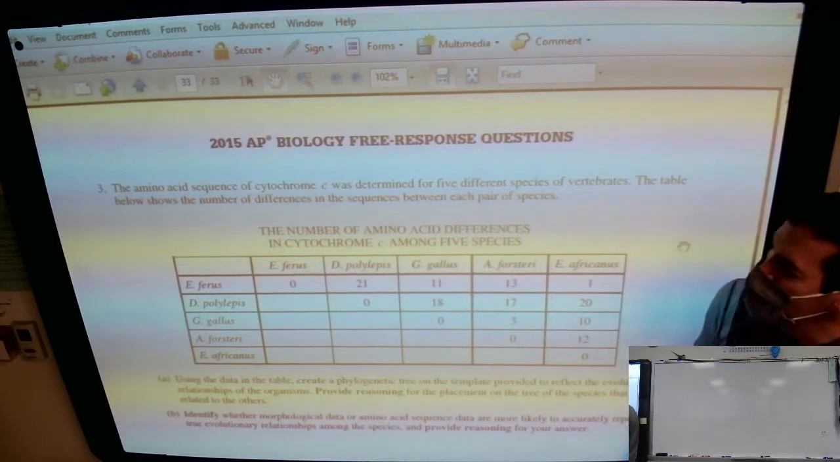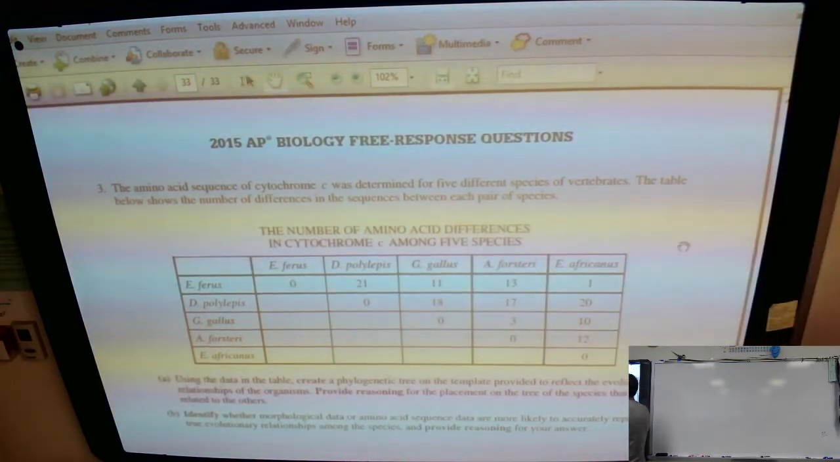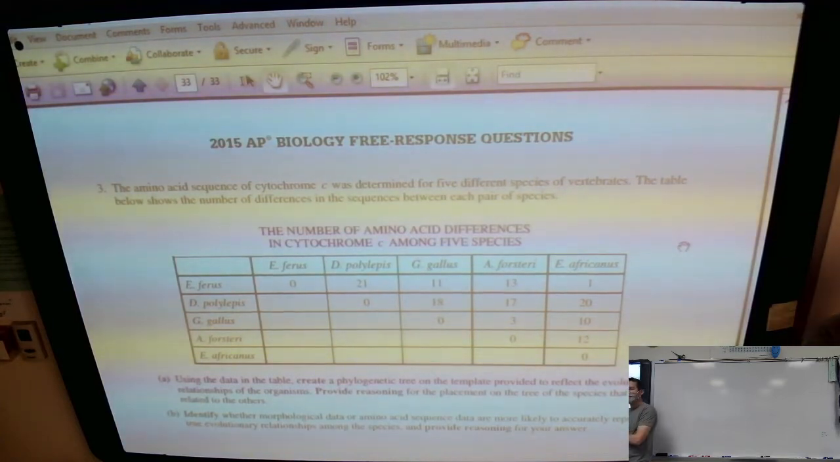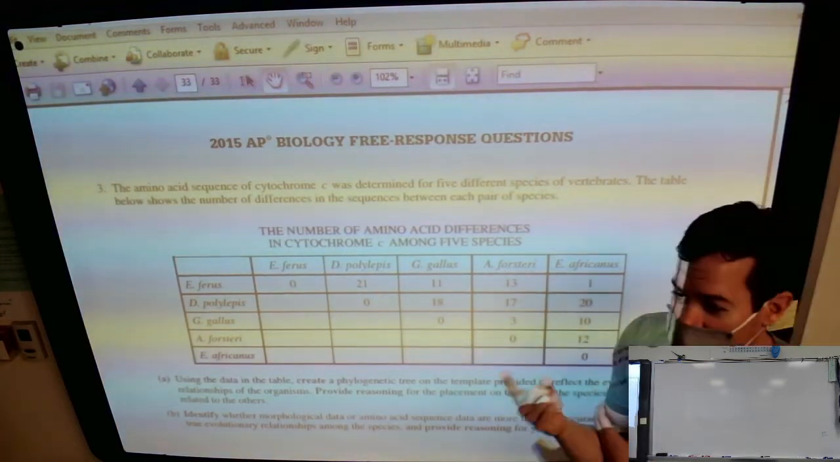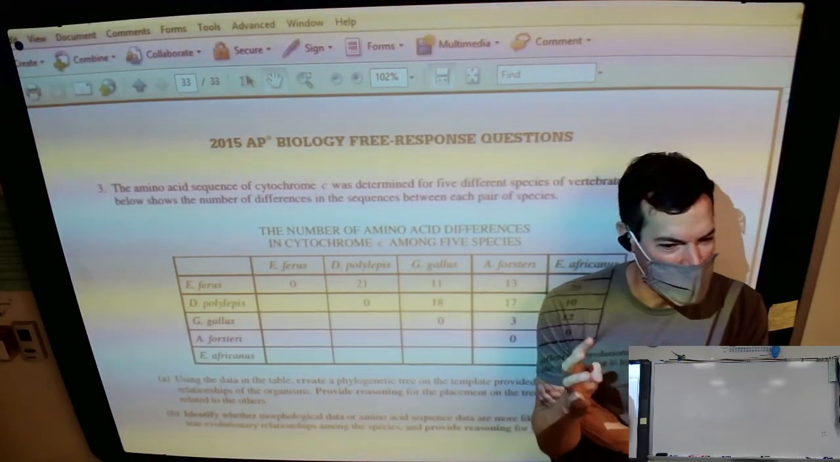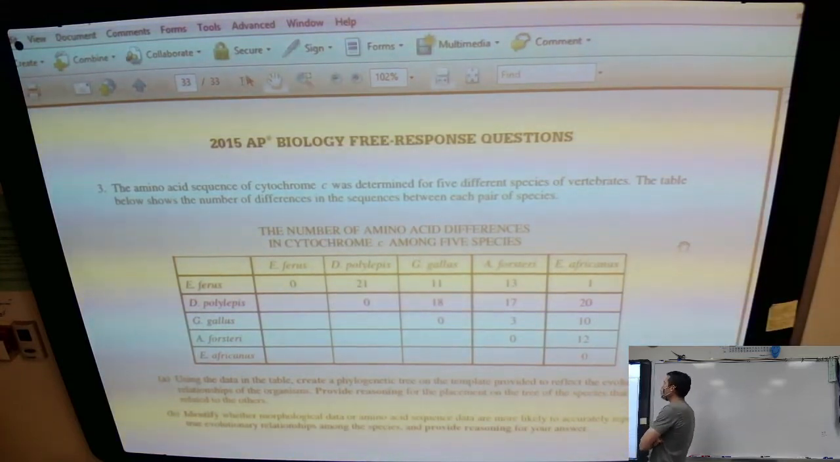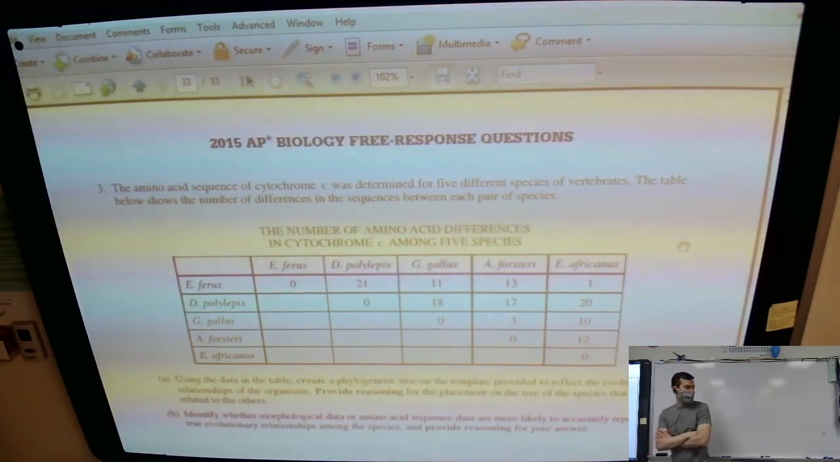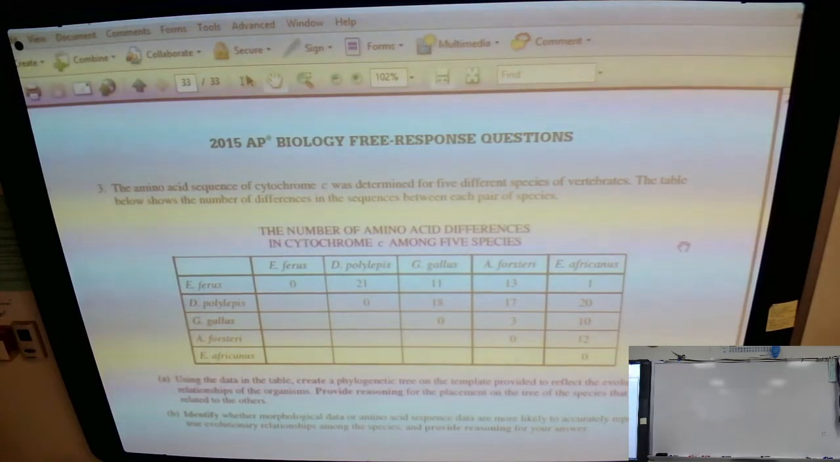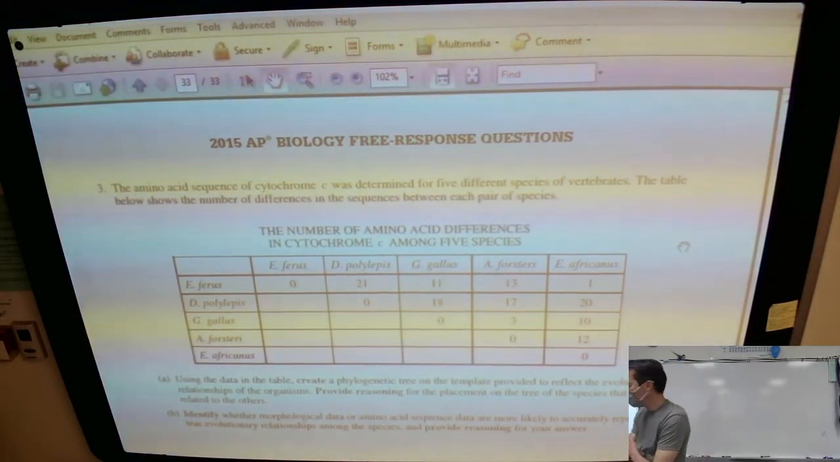So this one is question 3 in 2015. In 2015, question 3 was worth 4 points, just like this year. Questions 1 and 2 will be 8 to 10 points, and then questions 3, 4, 5, and 6 are all 4-point questions. This one says, the amino acid sequence of cytochrome C was determined for 5 different species of vertebrates. The table below shows the number of differences in the sequences between each pair of species.